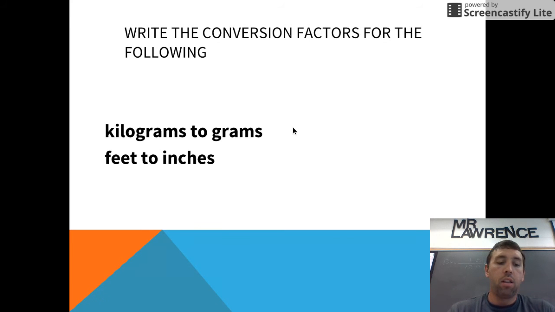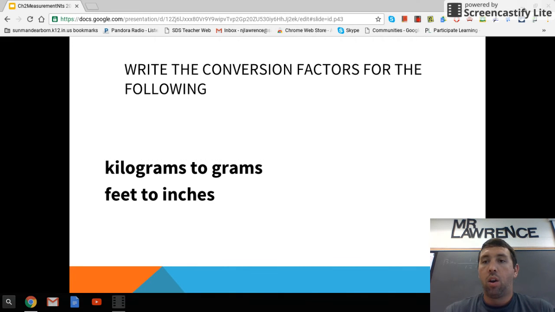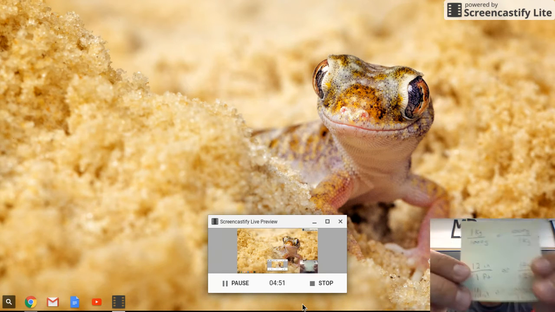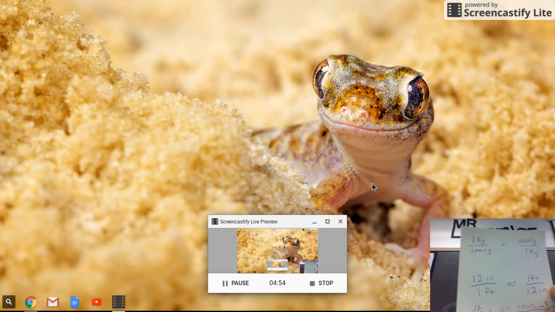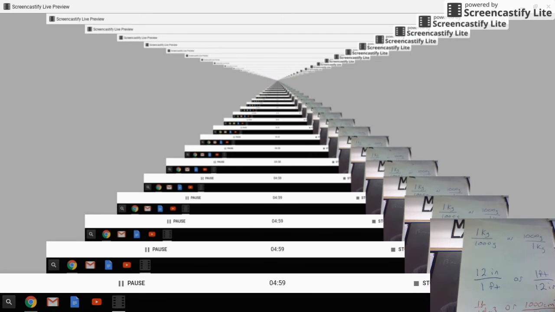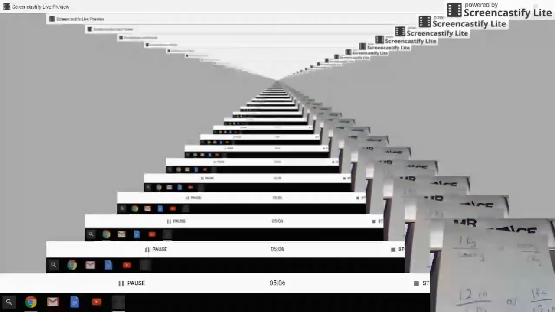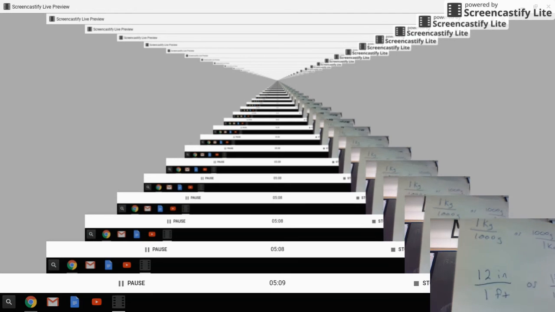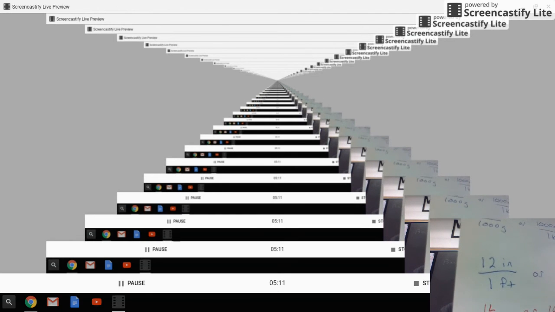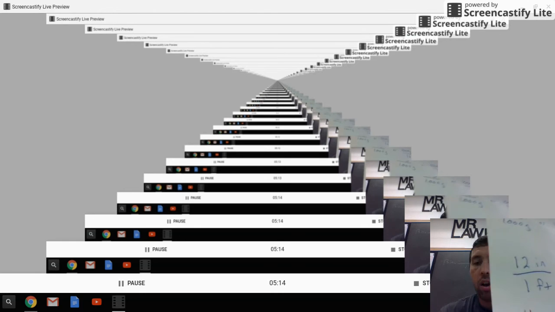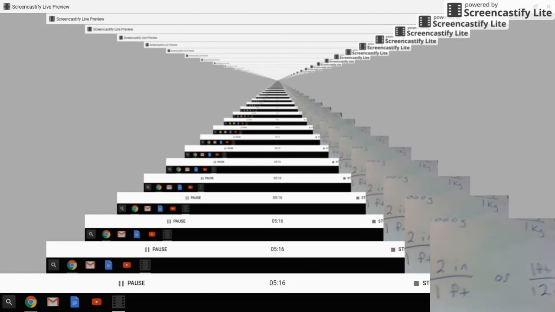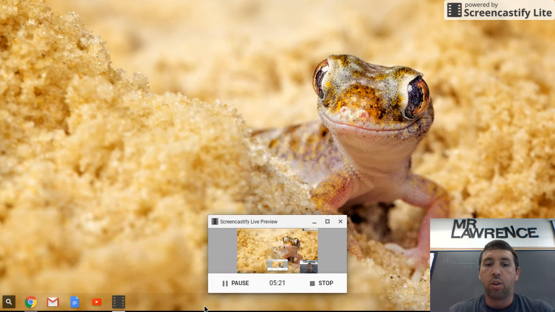So the answers I'd be looking for here would look a little something like this. I'm looking at 1 kilogram equals 1,000 grams, or 1,000 grams equals 1 kilogram. Likewise, my conversion factor would be 12 inches equals 1 foot, or 1 foot is 12 inches.